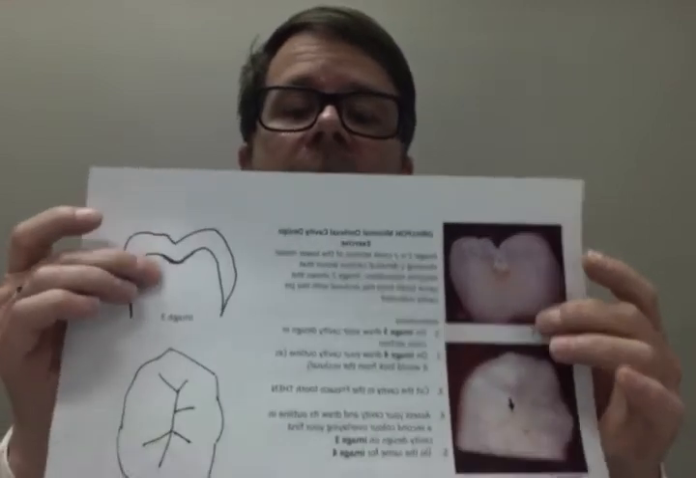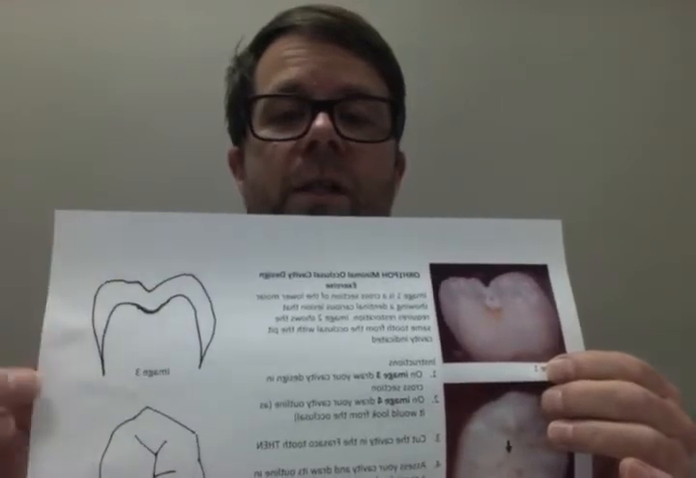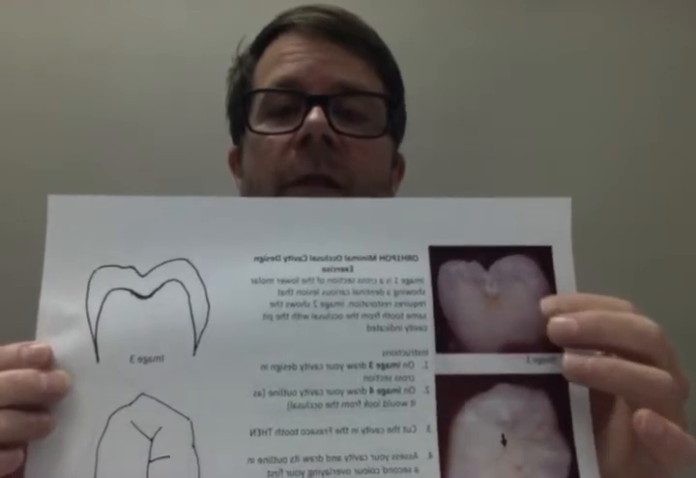So here in the first diagram you'll need to draw the outline form in cross-section to include the lesion. Think about the walls, the floors, the shape of the cavity and the internal line angles. Go back and revisit the lecture on cavity preparation that I gave on LMS if you're uncertain about that.